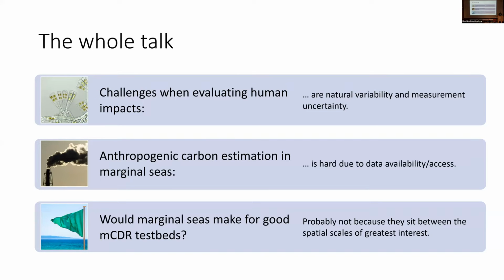Okay, so this is the whole talk. It's kind of divided into 3 parts. The first was intended to be about the challenges that we face when evaluating human impact. I'm going to go really fast through that. Anthropogenic carbon estimation in marginal seas, I'll slightly slow down there. And then this is the really interesting question that was posed when we were thinking about this talk, which is, would marginal seas make for good MCDR testbeds? I put the morals here, so anyone who needs to just take a picture and go get coffee, you can do that.